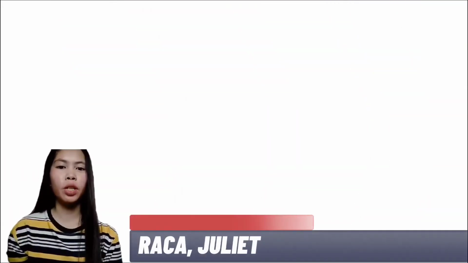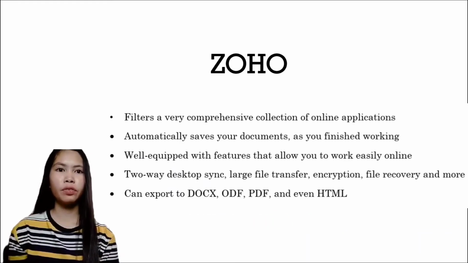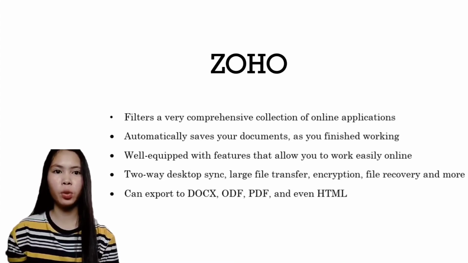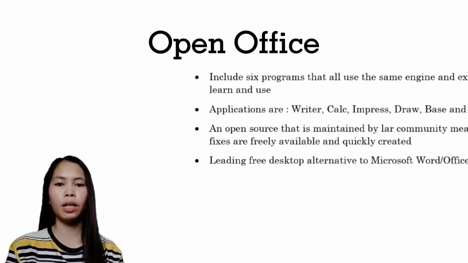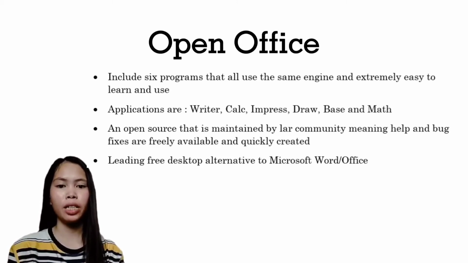Continuation of the online Microsoft Word alternatives. First, Zoho. It offers a very comprehensive collection of online applications, automatically saves your documents as you finish working, and is well equipped with features that allow you to work easily online. Next is OpenOffice. It includes 6 programs that all use the same engine and is extremely easy to learn and use. Applications are Writer, Calc, Impress, Draw, Base, and Math.